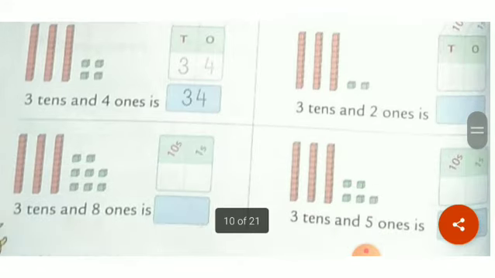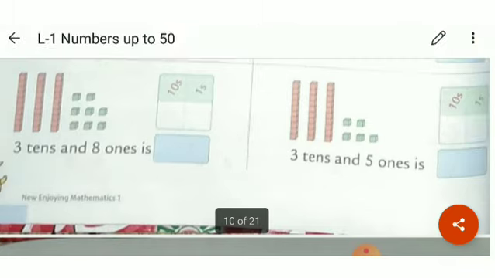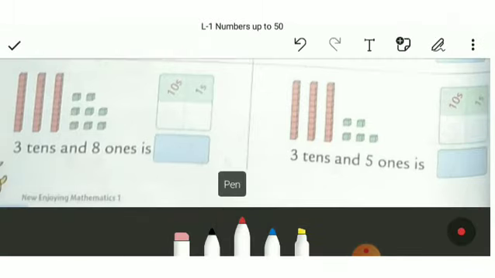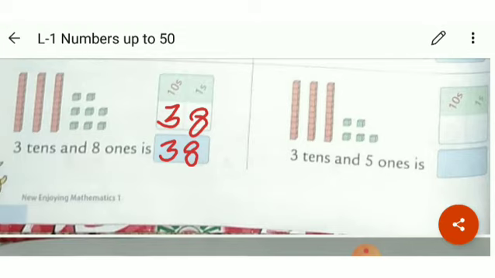You can see in 30s, 3 tens are there, isn't it? 3 tens strip, and here 8 ones is given. So let us write this number in its place. See, 3 tens means we have to write 3 here, and 8 ones are given, so we have to write 8 on ones place. This way we get the number 38. Okay, this way you have to solve the remaining ones given on page number 16 and 17.